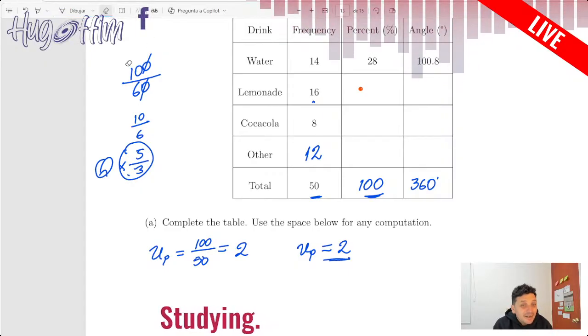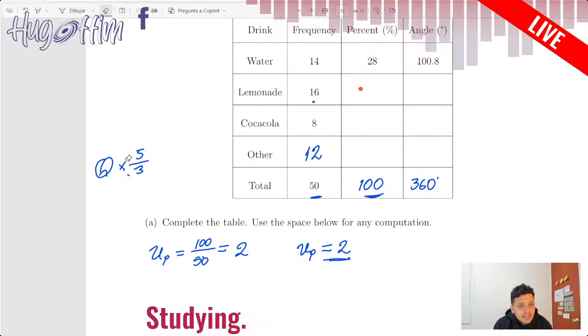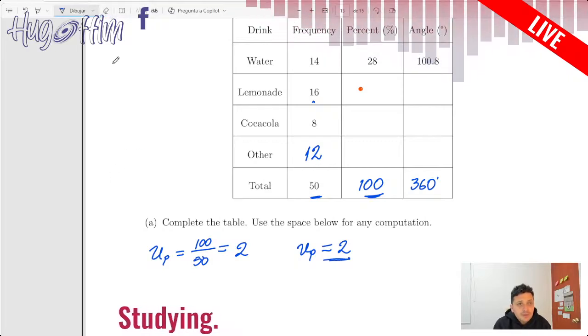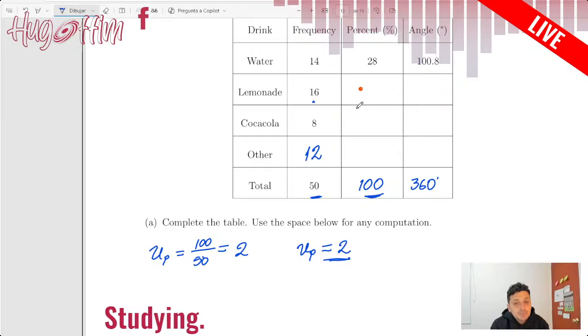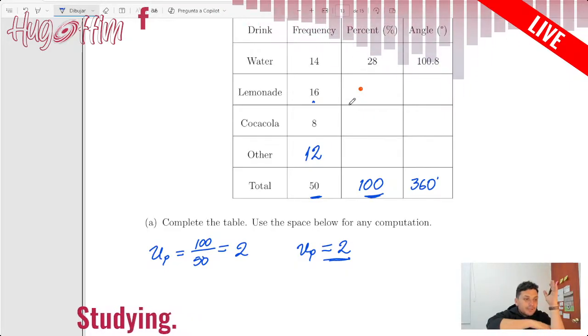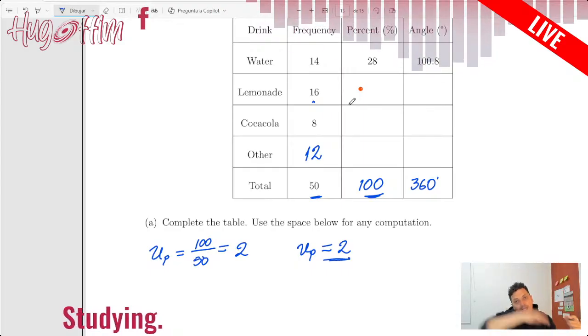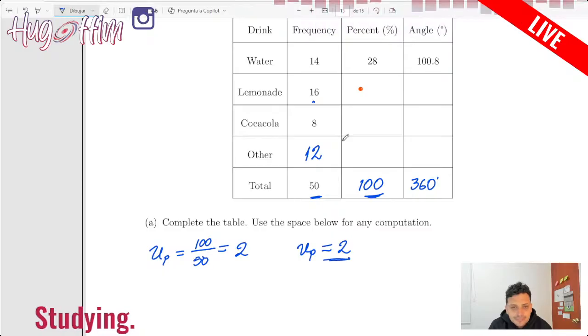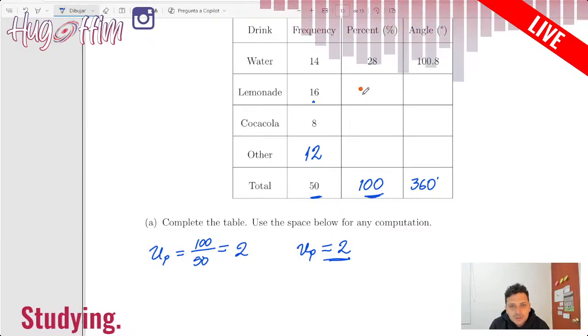Okay, this is direct variation because the percent and the frequency must be directly proportional. If I do a graph of frequency and percent, I'm going to get a straight line that crosses by 0, 0. Okay? Now I'm just going to multiply by 2.